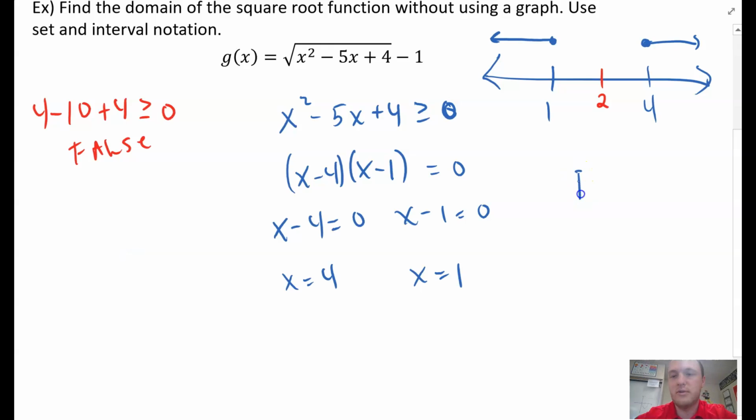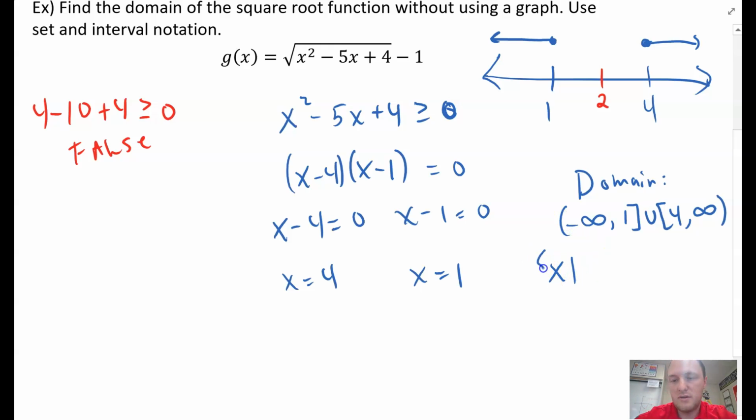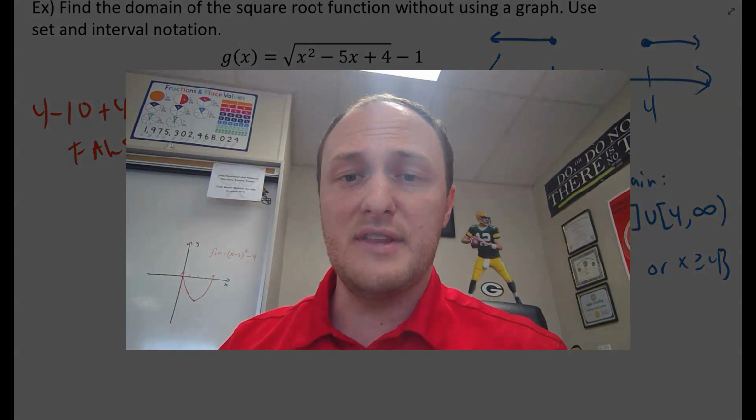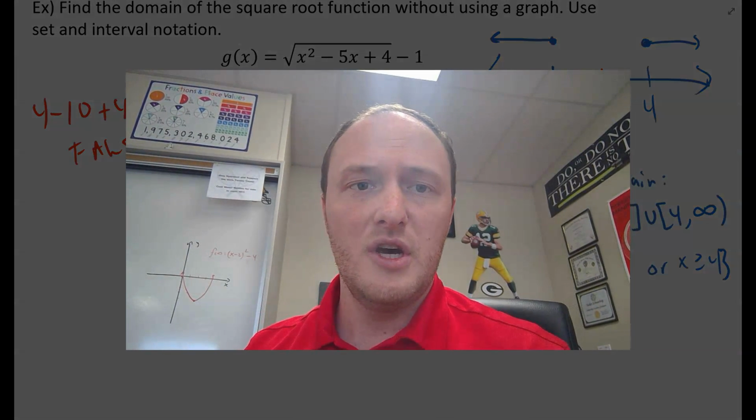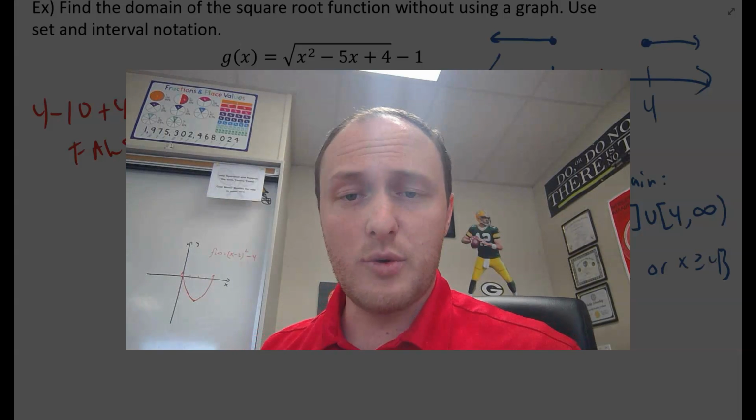So here we have it, domain. I want to go from negative infinity to 1, union 4 to positive infinity. And for set notation, x values such that x is less than or equal to 1, or x is greater than or equal to 4. All right, so there you have it. That's it for this video on the domain of square roots.